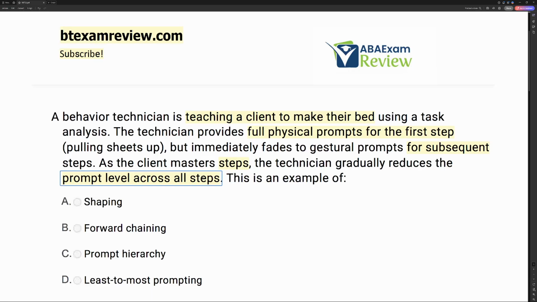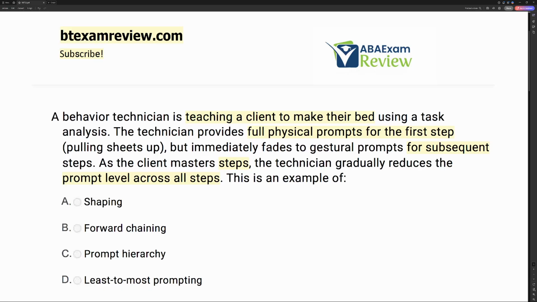So it's almost a total task chain system in the way that all these steps are being prompted and taught at the same time. So if that's the case, what is this an example of? Is it shaping? Well, it's not shaping because we're not looking at approximations of behavior. Remember, shaping requires reinforcing approximations. It isn't forward chaining for all the reasons we just discussed. It is a prompt hierarchy.